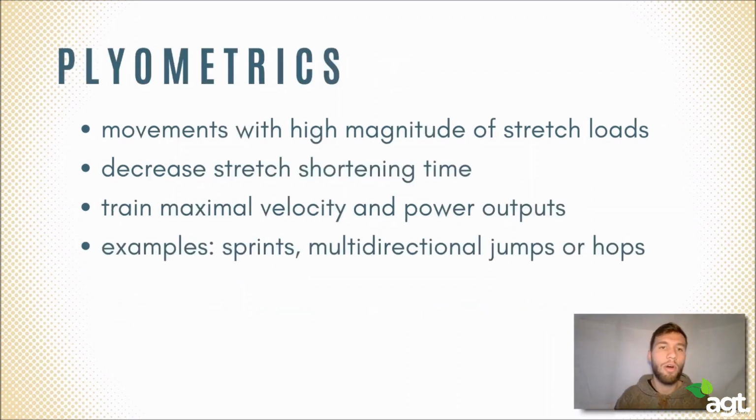Let me just give you a quick overview of what plyometrics exactly are. Plyometrics include all movements that have a high magnitude of stretch loads. So we have a very decreased stretch shortening time where the stretch shortening cycle, for example, gets utilized. We use plyometrics especially when we're training for maximal velocity or maximal power. So we're trying to jump as high as possible, as quick as possible. Some examples for plyometrics would be sprints, multi-directional jumps from left to right, or hops, so all kind of quick, explosive exercises.